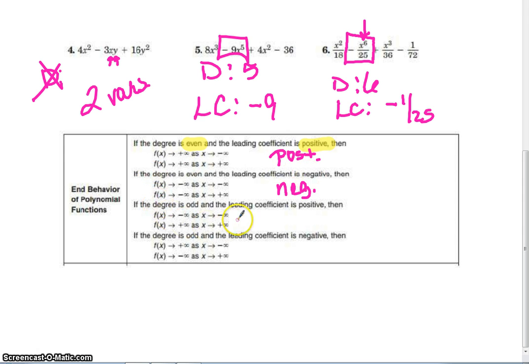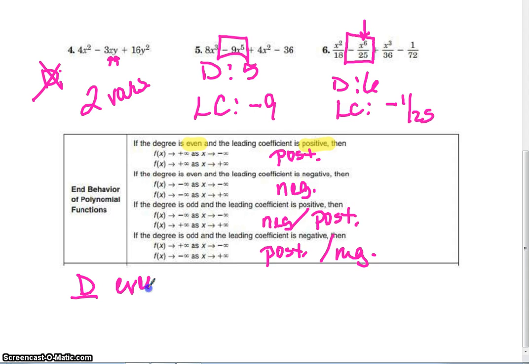If the degree is odd and the leading coefficient is positive, then the left side will be negative and the right side will be positive. If the degree is odd and the leading coefficient is negative, then the left side is positive and the right side is negative. So kind of a summary of that. If your degree is even, they're going to be the same on both ends. If it is odd, they're going to be different.